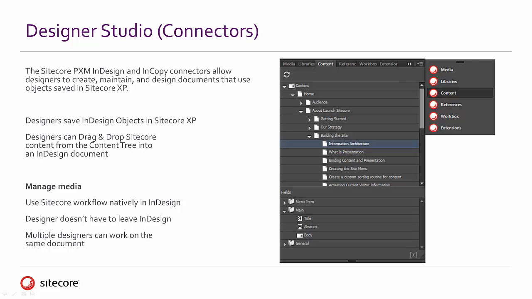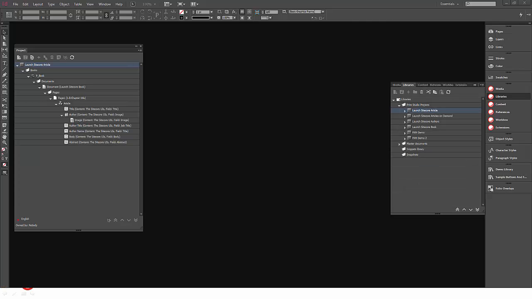And then there's also a designer role, which is that of using the InDesign connector to build up designs and import those designs within Sitecore. So right now we'll take a look at a simple example of that first case. Here we have a Print Studio project, and we have our launch Sitecore article project. It's a simple structure. We have one page as a flow, title, author title, etc.